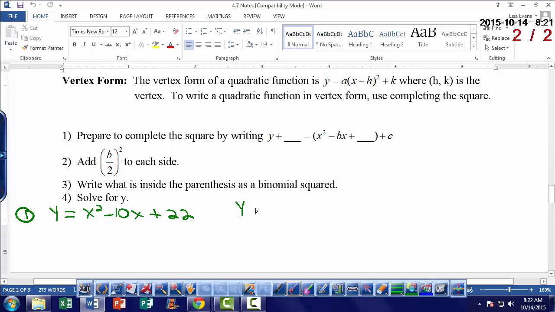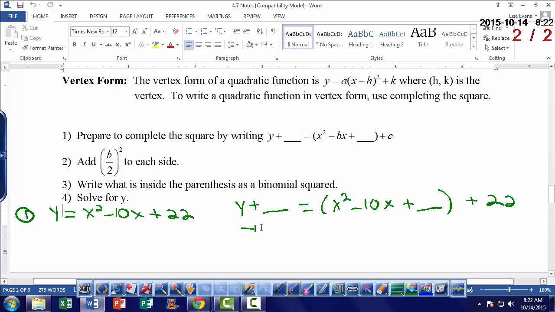We are going to write y plus blank equals, we're going to put the x squared minus 10x. I'm going to put the blank here. And then we're going to write the 22 on the outside of the parentheses. We're going to complete the square within the problem. This time we're not going to get the x squared and the x term by itself. So now we're going to go ahead and complete the square.